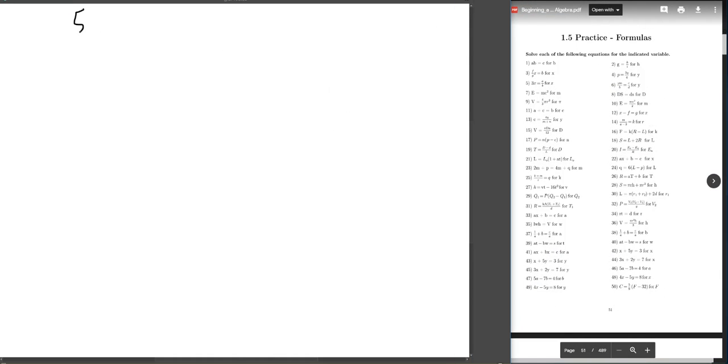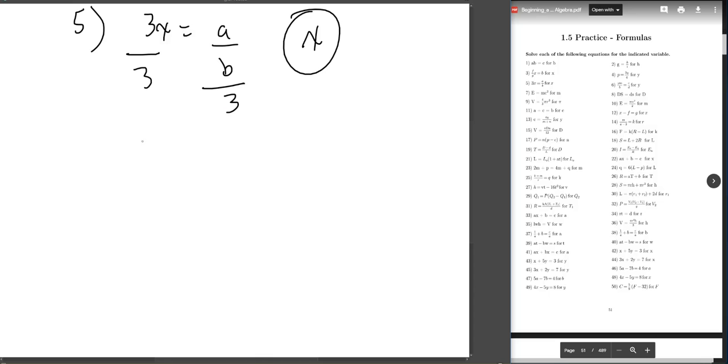Number 5. 3x equals a over b. We are solving for x. Normally we get rid of the fraction. It's a tricky question, but instead what we're going to do is divide both sides by 3. By doing that, I'm left with x on this side. Now we've got to figure this one out.